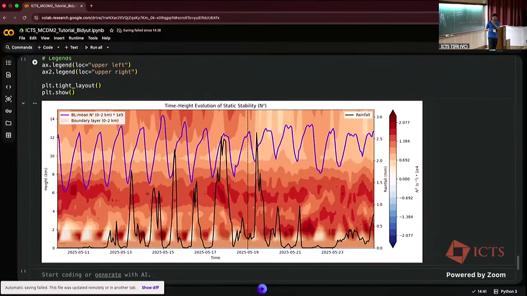So this repeated oscillation of the boundary layer Brunt-Vaisala frequency is plotted in the blue line, and the rainfall time series is plotted in black, and then we have the shading as before. So yeah, now probably we can have some comments on this.